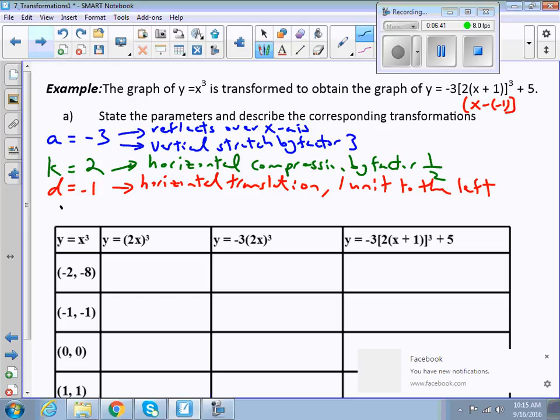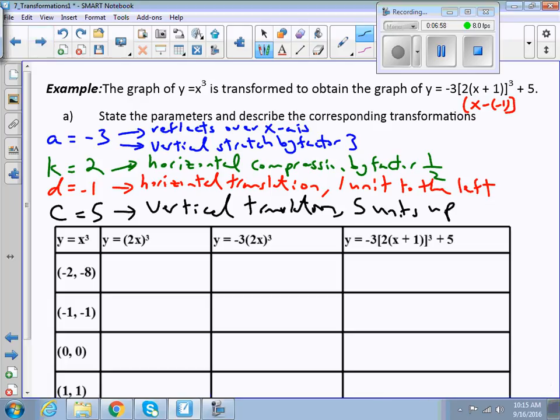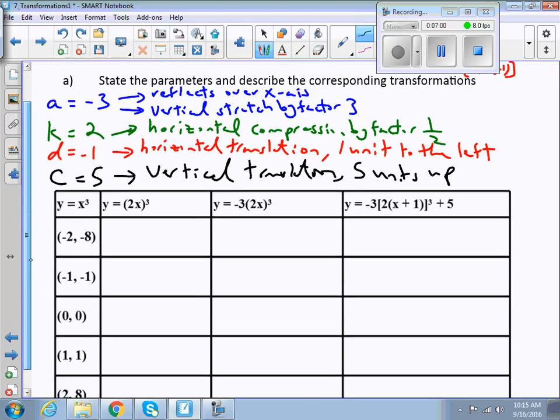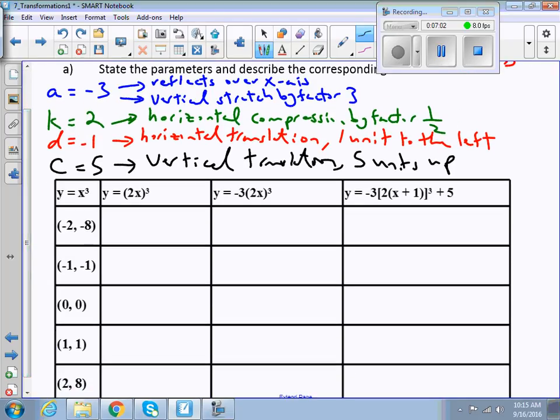And finally, our c value, which is 5, which is a vertical translation, 5 units up. Okay. So now we're gonna try to graph it. So this is a cubic. So the original function was y equal to x cubed.